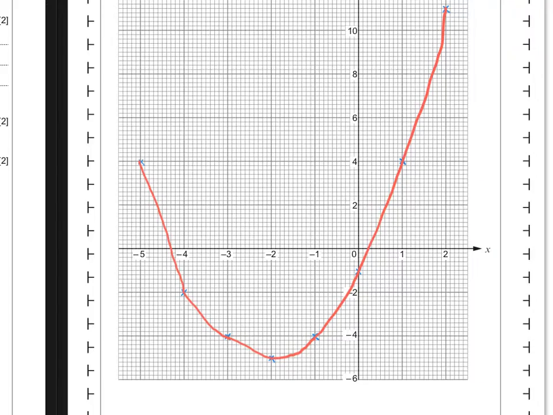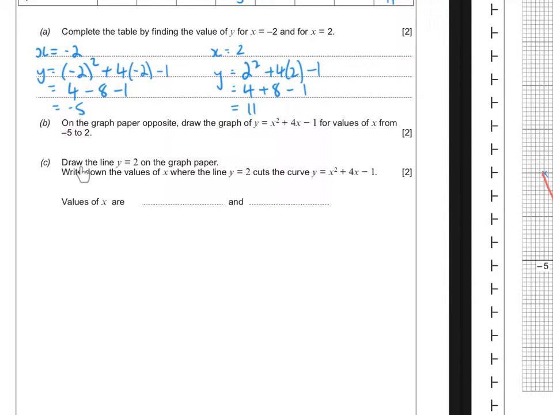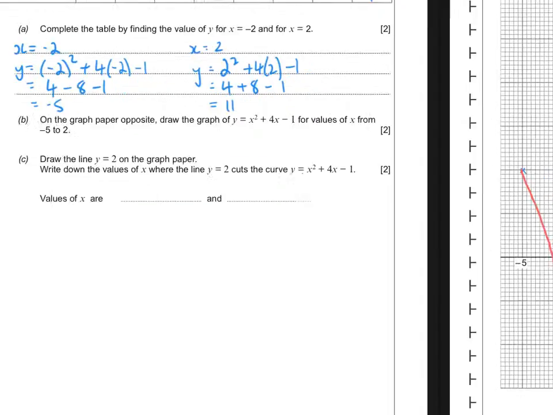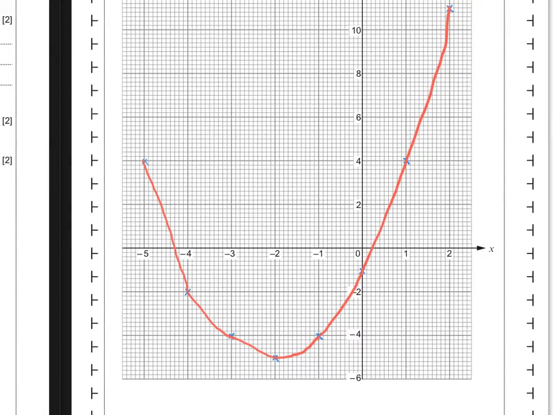There is another part to this question, so we just need to look back at this bit here, which says, on the graph, draw the line y equals 2 on the graph paper. Write down the values of x where the line y equals 2 cuts the curve. So we need to get 2 values for x where our equation meets the line y equals 2. So going back to our graph, we have y equals 2. Again, I'm looking at the y-axis, looking for where y equals 2, which is here. And I need to draw a line across that point.